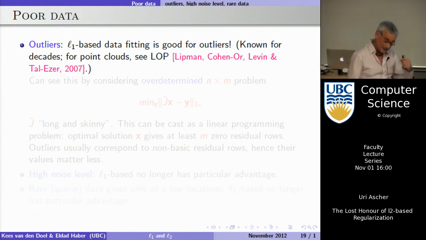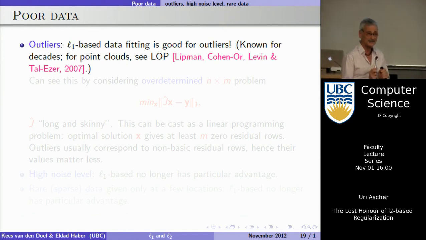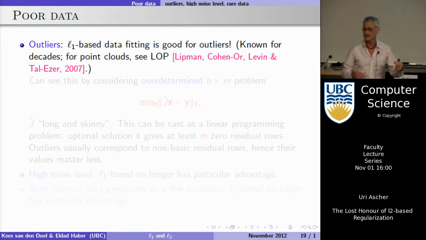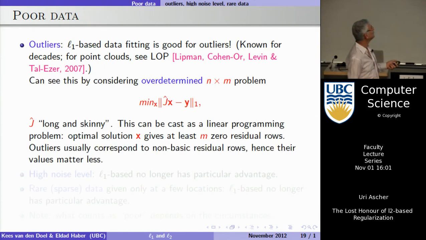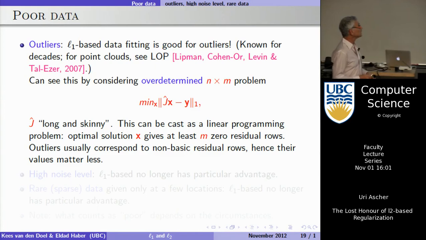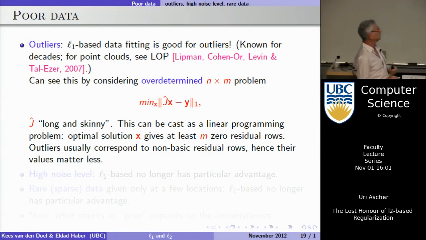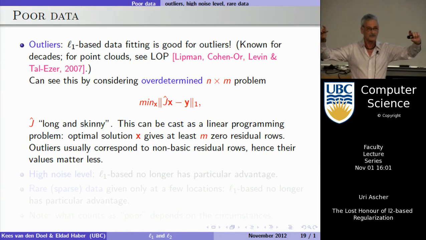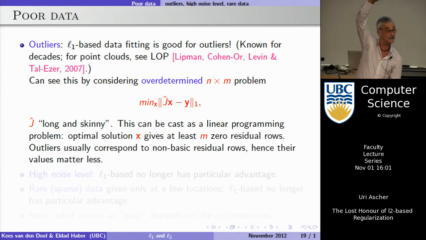So, in fact, L1 can be good for some sort of poor data when you have outliers. L1 is good for outliers. Well known, in fact. There is even a paper in SIGGRAPH from 2007, but this has been known since at least the 60s. It was a cornerstone on which I built my PhD thesis, which I finished in 1975. In order to understand that best, it's worthwhile to look at an overdetermined system. Our matrix J until now was short and fat, fewer rows than columns. Now let's look at a matrix which has more rows than columns.